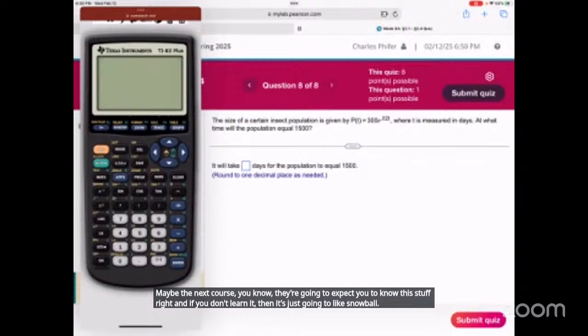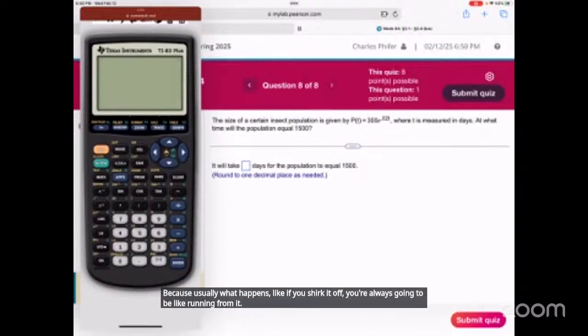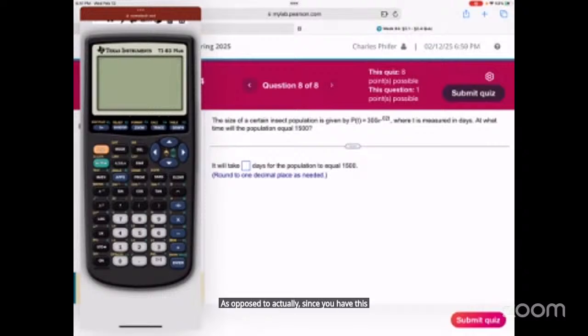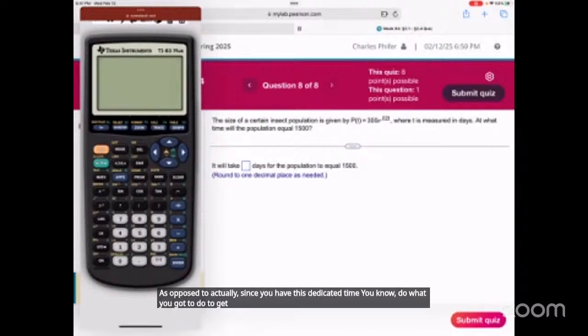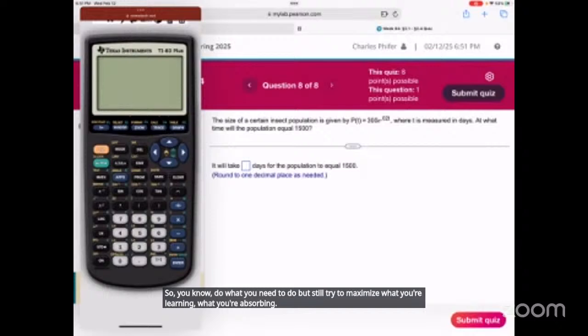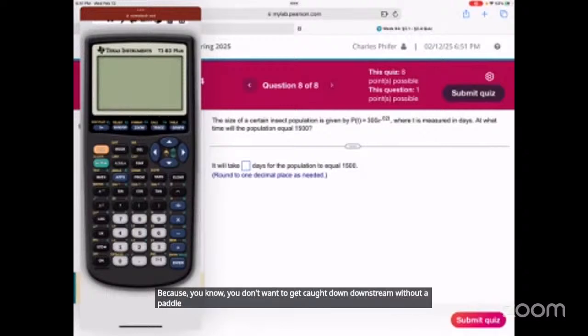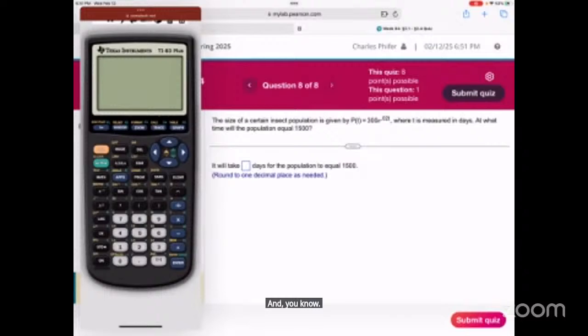Usually what happens, if you shirk it off, you're always going to be running from it, as opposed to actually, since you have this dedicated time, do what you got to do to get through, but try to learn as much as possible, right? The rigor is reduced, so do what you need to do, but still try to maximize what you're learning, what you're absorbing, because you don't want to get caught downstream without a paddle. You don't want to get caught downstream in a proctored environment. You're only going to have a calculator and some paper, and if you don't know anything, you would have wasted your time, which is what I'm a little bit nervous about.